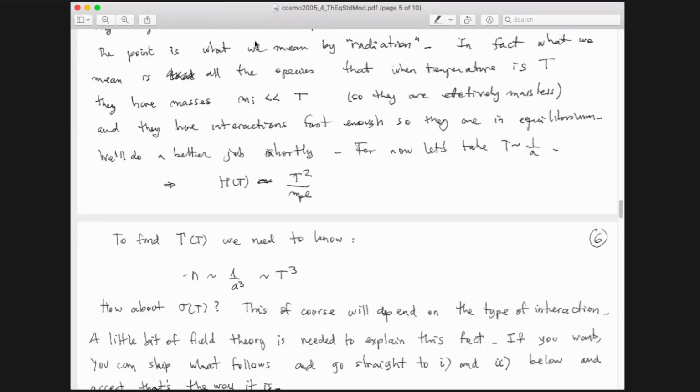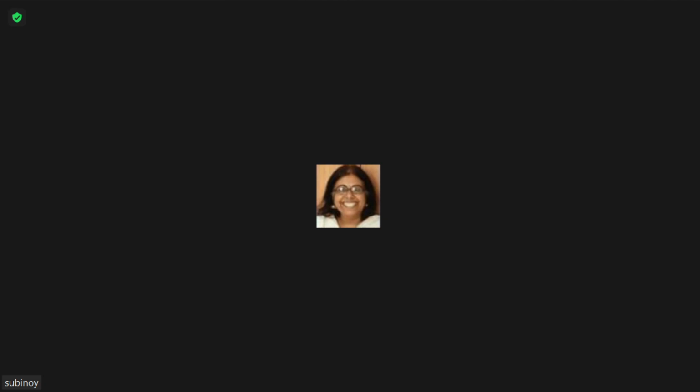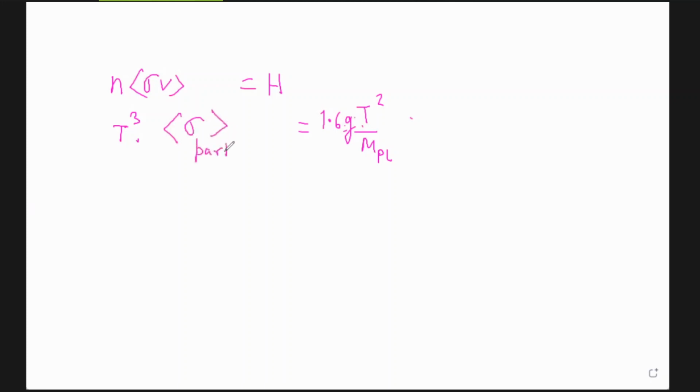So now we are actually ready to do the calculation. N sigma v average equals H for any process, and n I know goes as t cube. H goes as something like t square by m Planck. There will actually be a factor of 1.6, something like that, times g, the degeneracy factor. So now sigma v is almost 1. Sigma is a particle physics process.